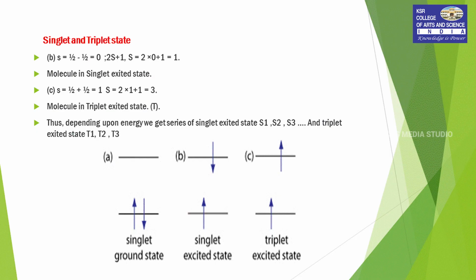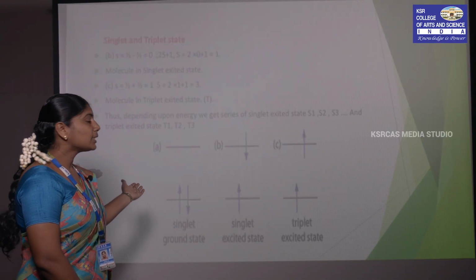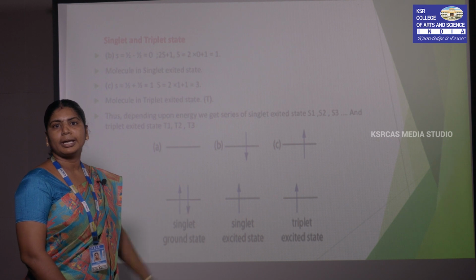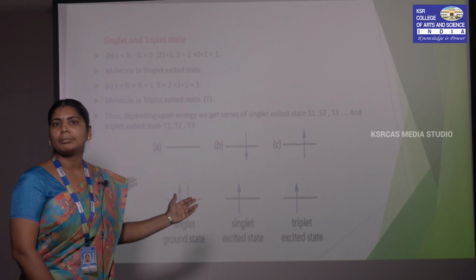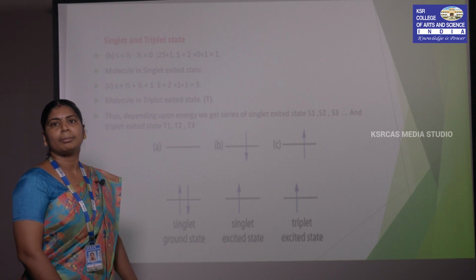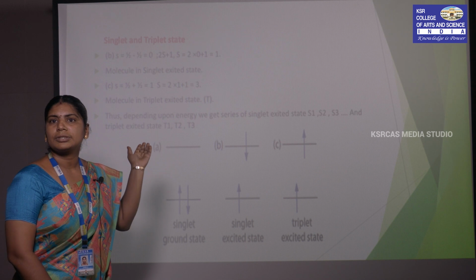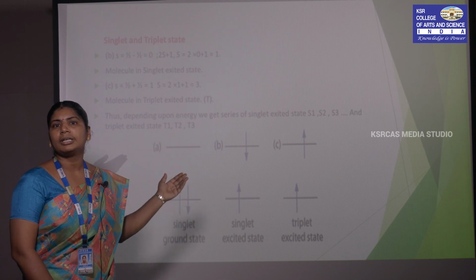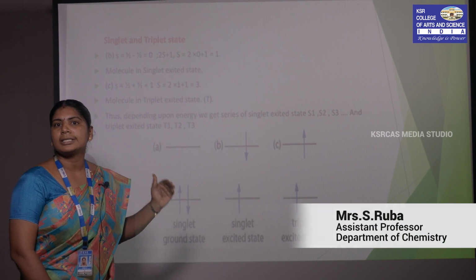See this picture. What is meant by singlet and triplet state? In the singlet ground state, the two electrons are occupied in anti-parallel, and the spin of the electrons is plus half and minus half, so total spin equals 0. These values are substituted in the spin multiplicity formula. The multiplicity formula is 2S plus 1. So when the total spin value is substituted in this equation, finally we get 1. So this is called singlet state.